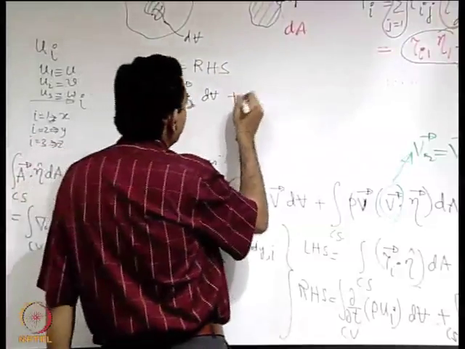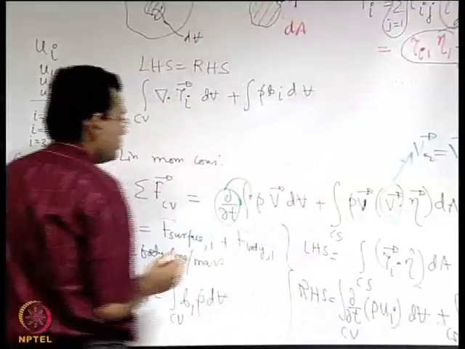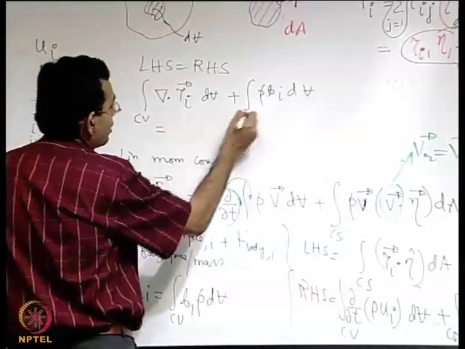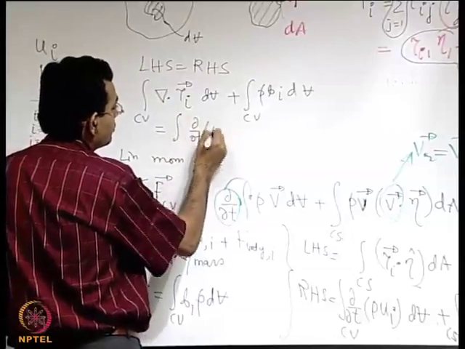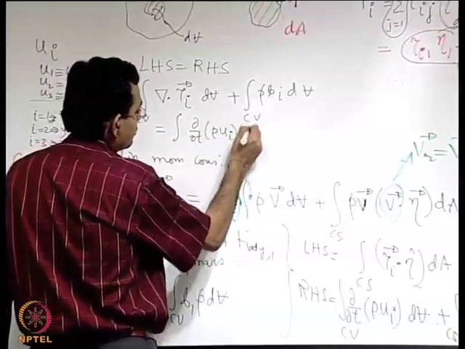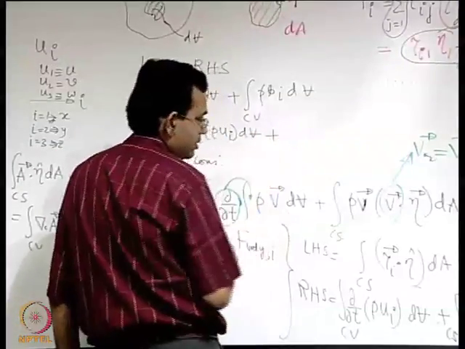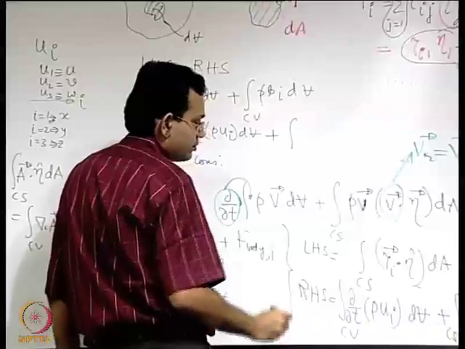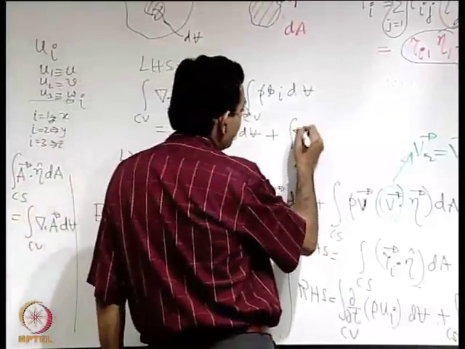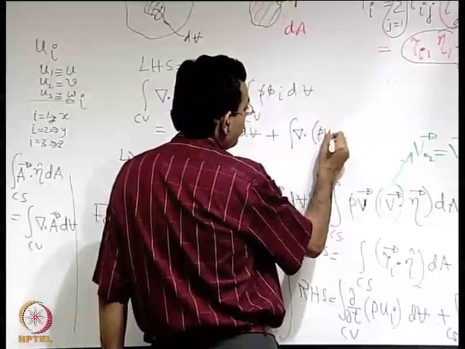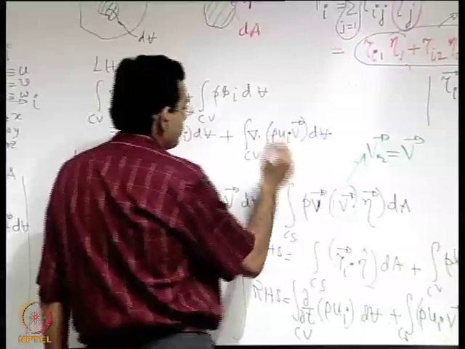then integral of rho b_i dV, equal to the right hand side. The first term is already a control volume term. Plus the next term, divergence of rho u_i v, right.